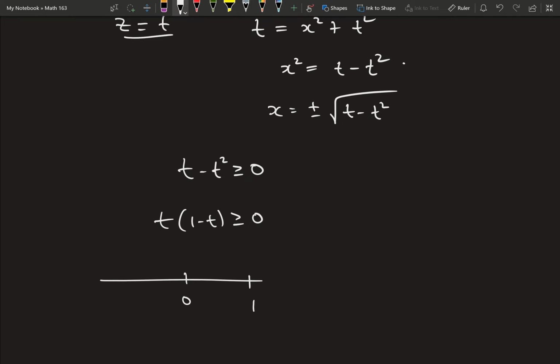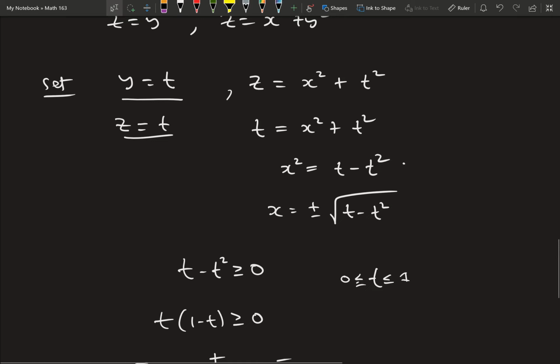And if you draw the real line here, if this is the t-axis and t is less than 0, then you get a negative times a positive, which is overall negative. If t is beyond 1, then you get a positive times a negative. Here you're positive. So it turns out t must be bounded between 0 and 1. And so that's what you get.